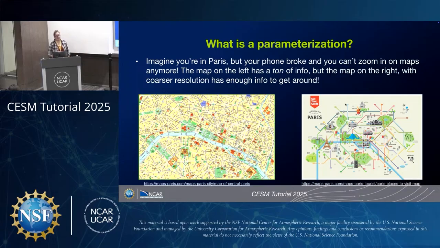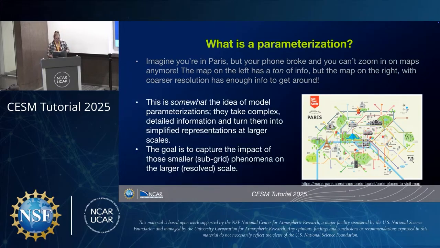What might be more useful is this picture on the right, which has different subway lines, different landmarks you might want to go to. If you want to go to the Eiffel Tower, you know it's down here. If you look at this map, I can't really tell you where it is. So this is kind of what a parameterization does. It takes something that's really, really complex, and it simplifies it down to what's necessary in order to represent that physical system. This is exactly what I said. So the goal is to capture the impact of those smaller subgrid scale phenomena on the larger resolved scale. We can't necessarily show you every road, but what we can do is show you where important things are.